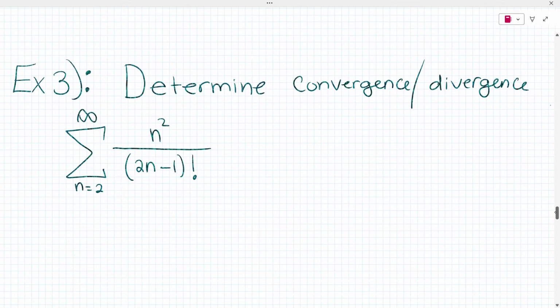I thought I did. Okay, so determine the convergence or divergence of the summation from n equals 2 to infinity of n squared over 2n times parentheses 2n minus 1. So step 1 is replace n with n plus 1. And then step 2 is multiply top and bottom by the reciprocal.